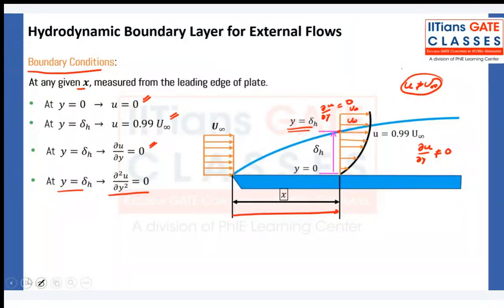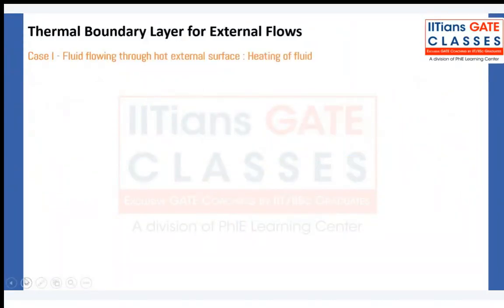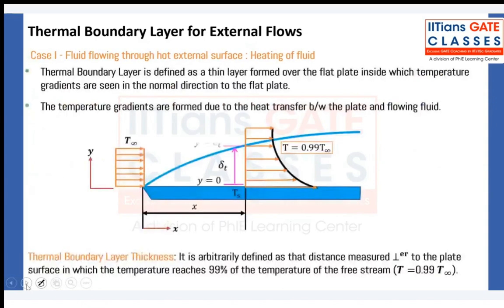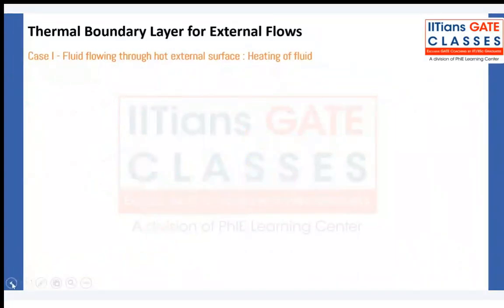Now let's talk about thermal boundary layer. Oh, I'm sorry. Yes, thermal boundary layer for external flows. Chalo. So, okay, just one second. Yeah. Okay. Now what is happening here? Look. Thermal boundary layer is formed because of a temperature gradient. Okay. So, let me take a plate here.